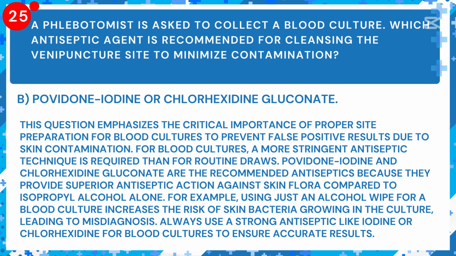Povidone iodine and chlorhexidine gluconate are the recommended antiseptics because they provide superior antiseptic action against skin flora compared to isopropyl alcohol alone. For example, using just an alcohol wipe for a blood culture increases the risk of skin bacteria growing in the culture, leading to misdiagnosis. Always use a strong antiseptic like iodine or chlorhexidine for blood cultures to ensure accurate results.